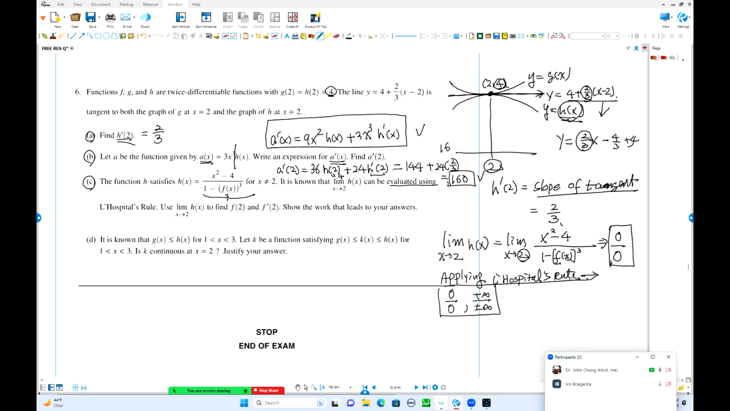To apply L'Hopital's rule right here, when you check it out, the numerator is already what? 2 squared minus 4 is 0, right? So in order to apply L'Hopital's rule, the denominator also should be 0. So f of x must be what? Over here we can say f of x should be equal to 1, is it? Are you okay with this? When x is close to 0, right? Should be equal to 1 there.